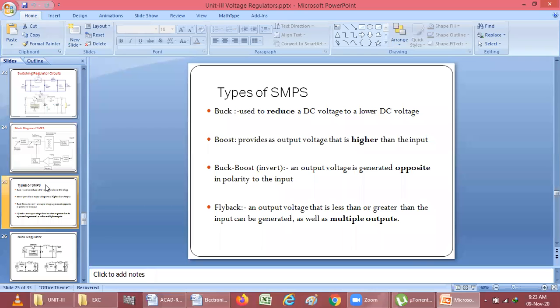So there are different types of SMPS: buck, boost, buck boost and flyback. If we have to reduce the input DC voltage to a lower DC voltage, we can use a buck voltage regulator. If we are supposed to increase the DC voltage at the output, we can use a boost voltage regulator. If we are not supposed to increase or decrease, only to change the polarity of the input DC voltage, we can use a buck boost or inverting voltage regulator. If we are supposed to create multiple outputs, at that time we can use a flyback voltage regulator.